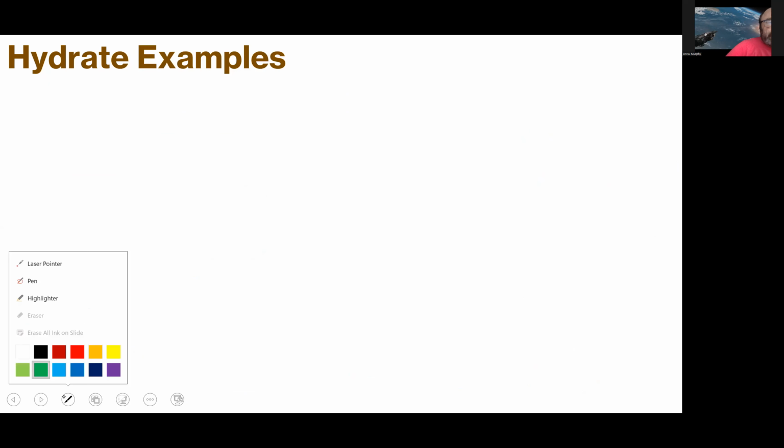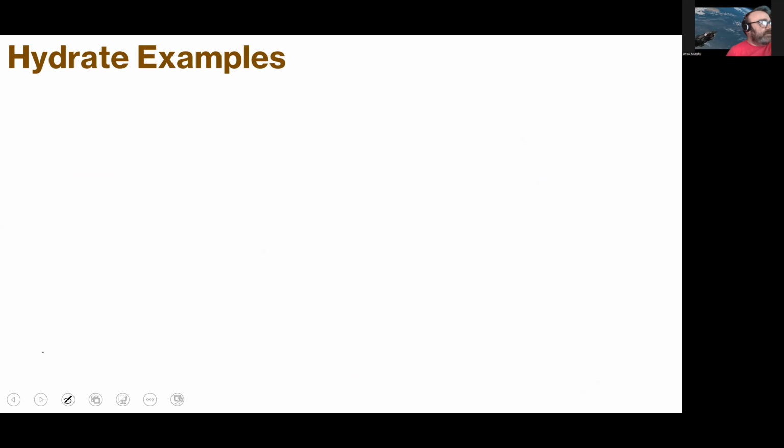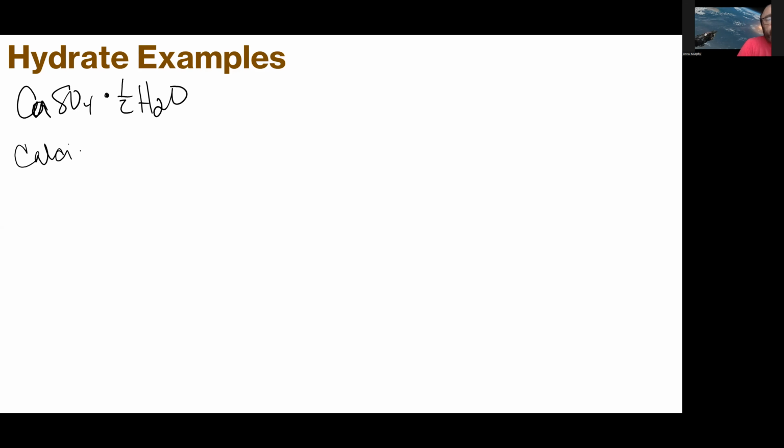Okay. So let's work some stuff out. Again, I'm just going to name some stuff and look at some formulas as we go. We just talked about hemi, so let's do this. CaSO4 dot 1/2 H2O. Okay. So hopefully we remember from before that this is calcium sulfate. The half is hemi, and there's a hydrate.